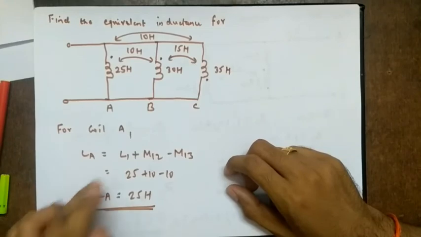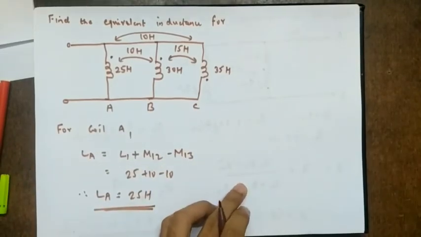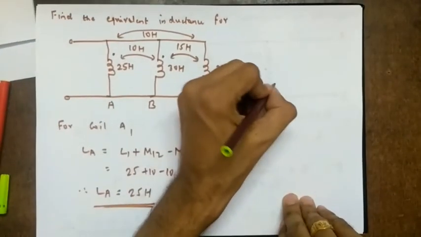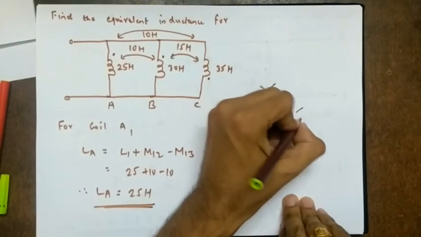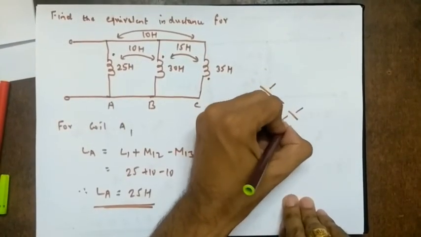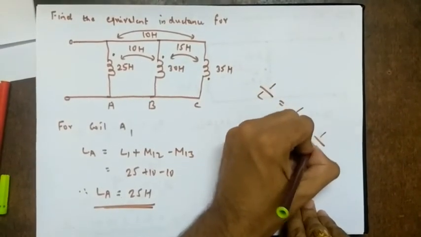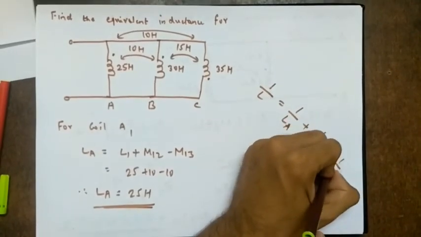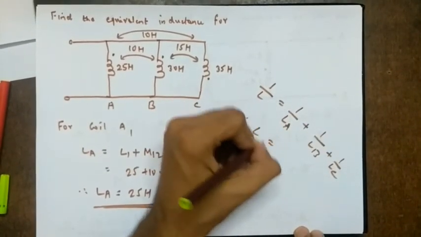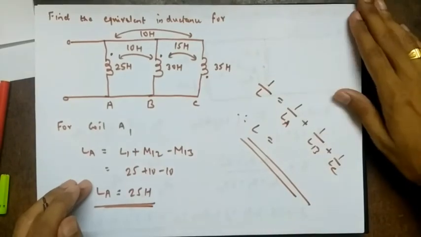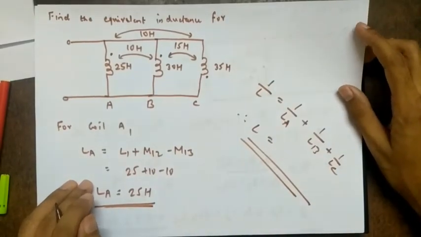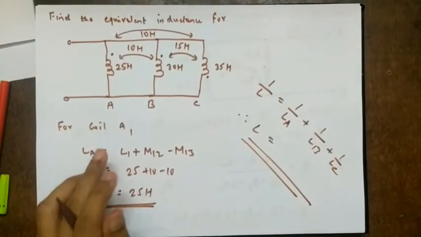Right? Similarly find LB and LC. Then for finding L, all are in parallel, so 1 upon L is 1 upon LA plus 1 upon LB plus 1 upon LC. So you can find L and you'll get the final answer. Right? So this is the way you have to solve this type of sums. Thank you.